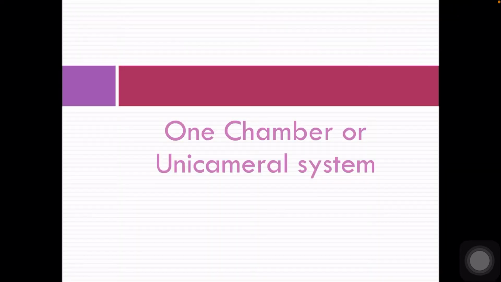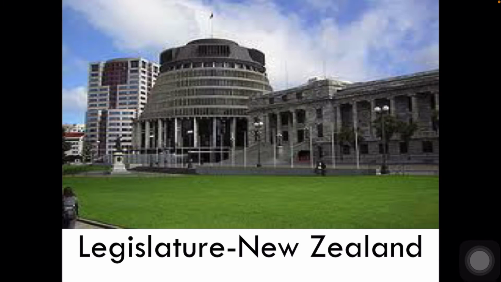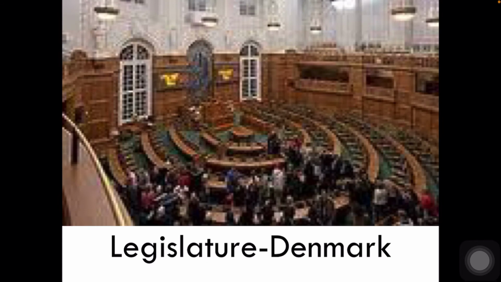So, one chamber ataupun kita kata unicameral system. Forms of legislature yang pertama lah. So, this system exists when there is only one house ataupun one chamber in the legislative body. So, maksudnya dalam badan legislatif tu hanya ada satu chamber ataupun satu rumah lah. So, for example, countries that practice this unicameral system are such as Norway, Bangladesh, New Zealand, Finland and also Denmark. So this is the legislature office in New Zealand and this is the legislature office in Denmark.